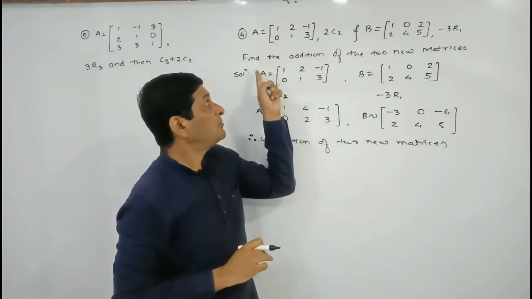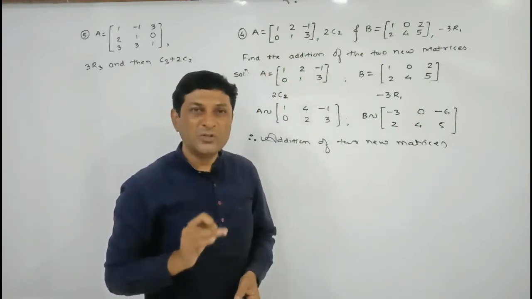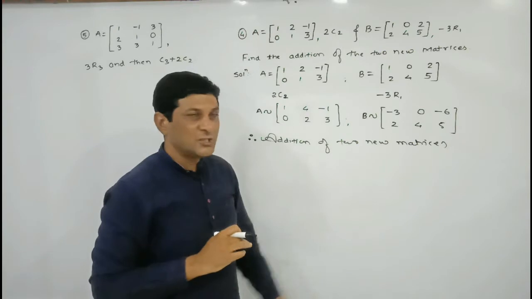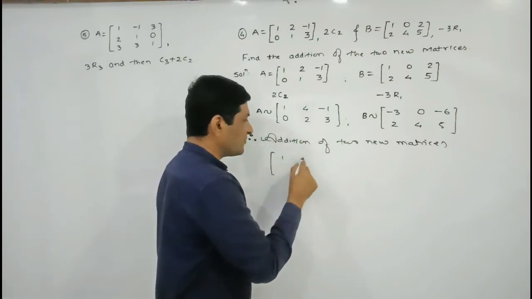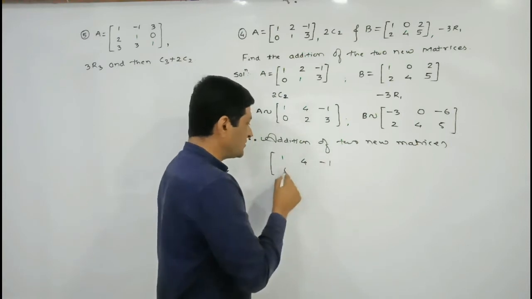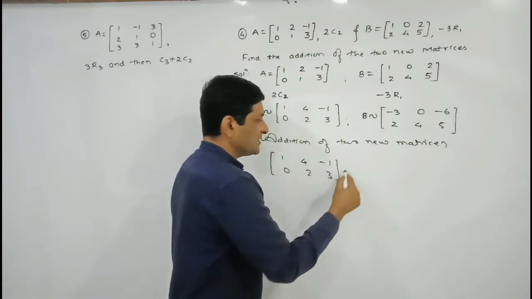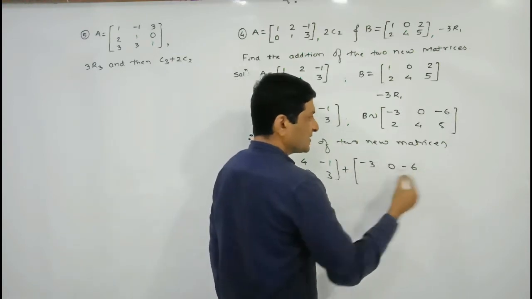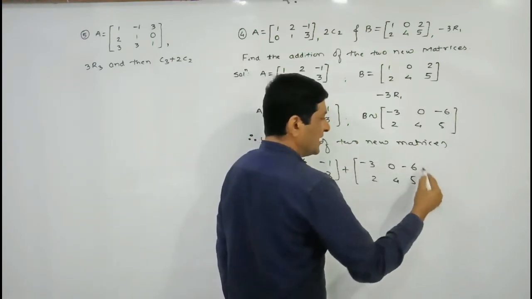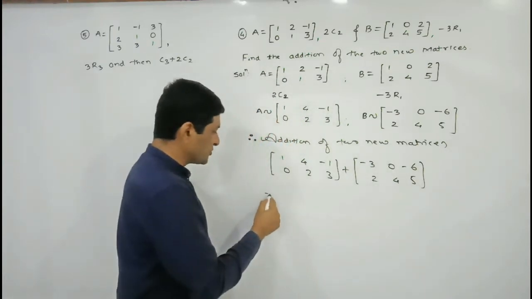Now the second part of this question is to find the addition of the new two matrices. So the addition of these two new matrices, where the first matrix has elements 1 4 minus 1, 0 2 3, plus the second matrix minus 3 0 minus 6, 2 4 5. Now we have to take the addition of these two matrices.